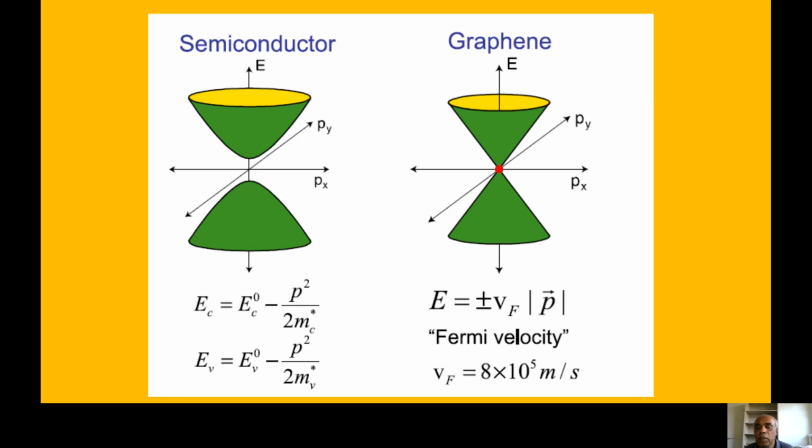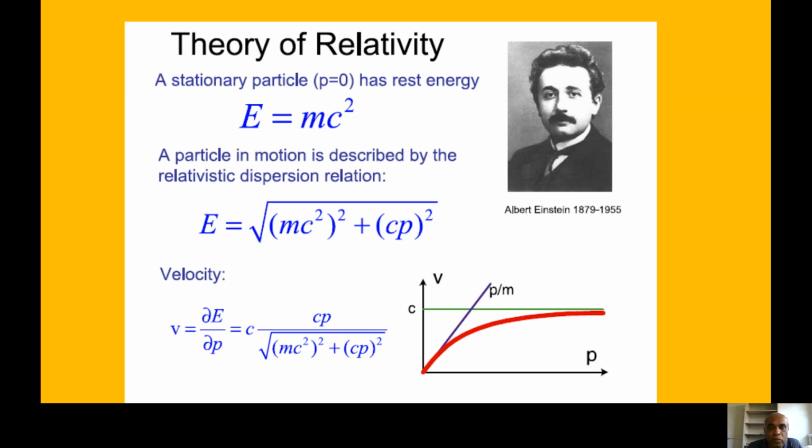So this actually, that slope is the Fermi velocity. For graphene, this velocity is extremely high. It can be as high as 10 to the power 6 meters per second. So that's what's making graphene very exciting. Then, since we are talking about the theory of relativity, we can connect this to Einstein's theory of relativity.